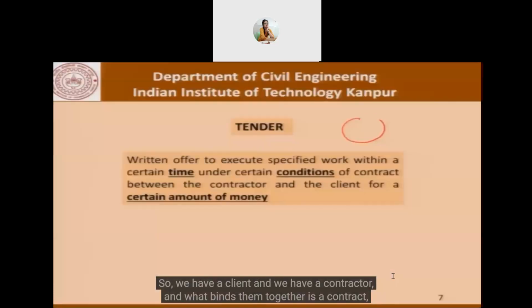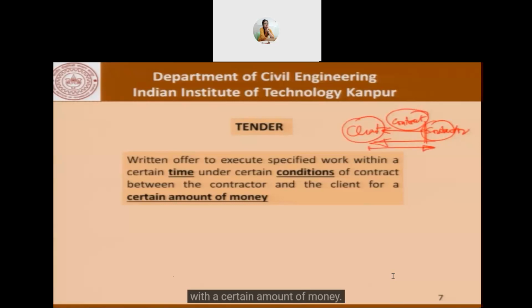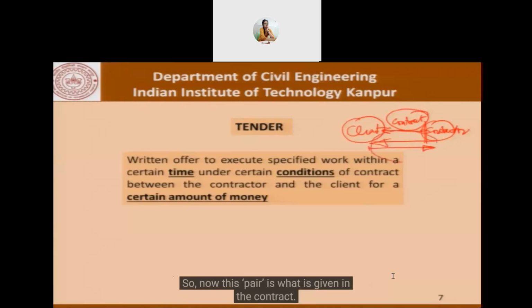So we have a client and we have a contractor, and what binds them together is a contract. And this contract basically says that the contractor agrees to create a certain service or a certain structure or whatever it is, and the client agrees to compensate the contractor with a certain amount of money. So now this pair is what is given in the contract.